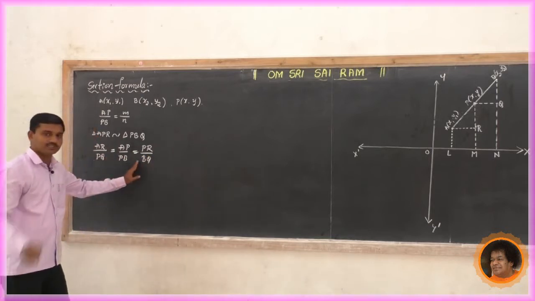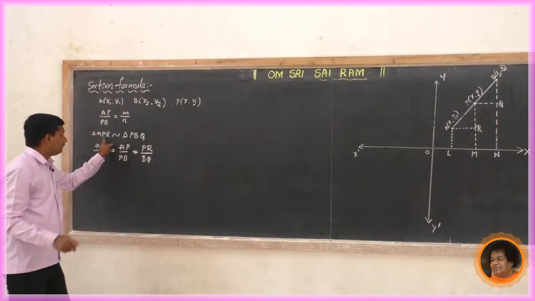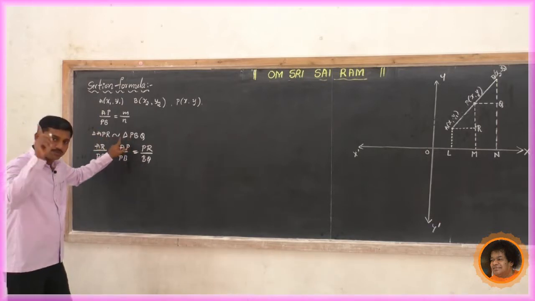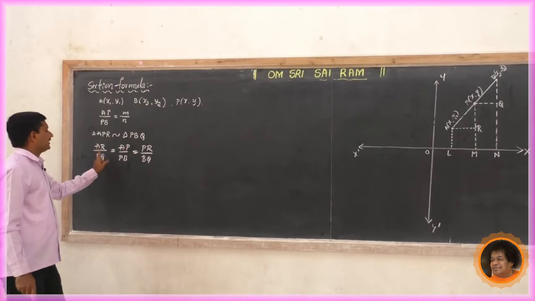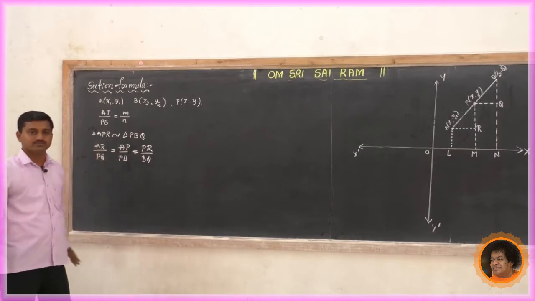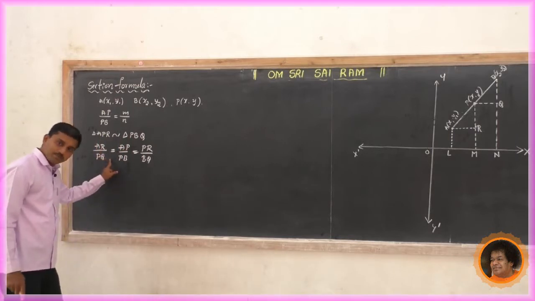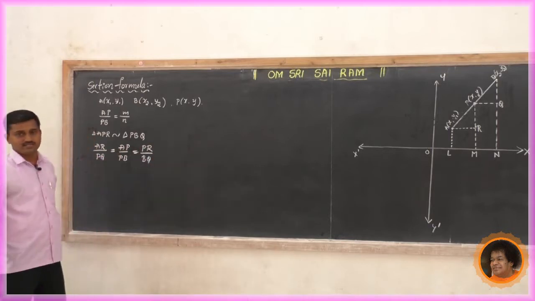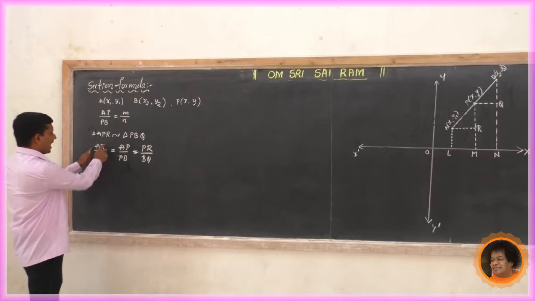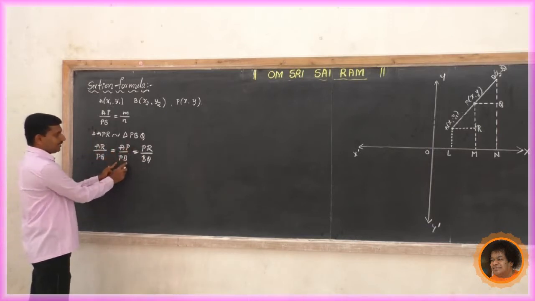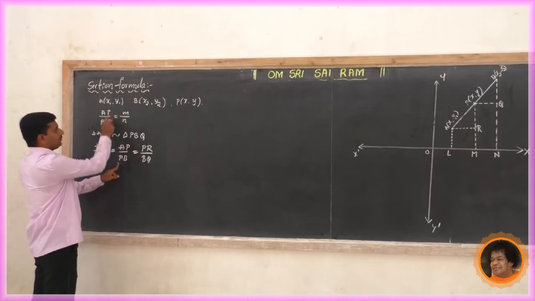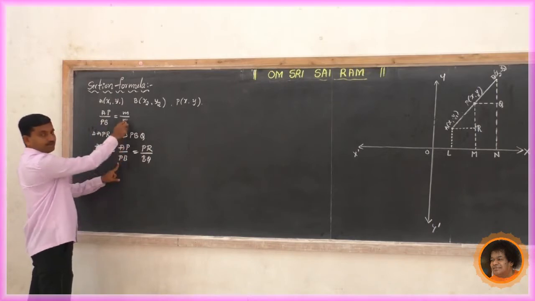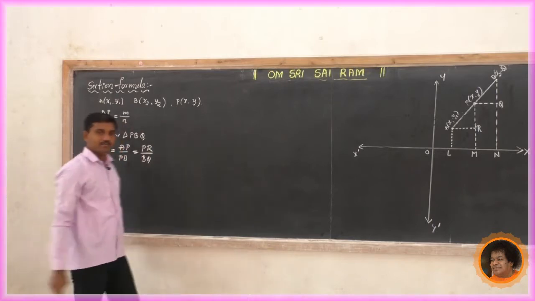Once again, remember, if two triangles are similar, corresponding angles are equal, then the corresponding sides are proportional. Corresponding sides must be proportional. So these are the corresponding sides of the similar triangles. Now AR by PQ and AP by PB. You know the value of AP by PB. AP by PB is m by n. What about AR and PQ?